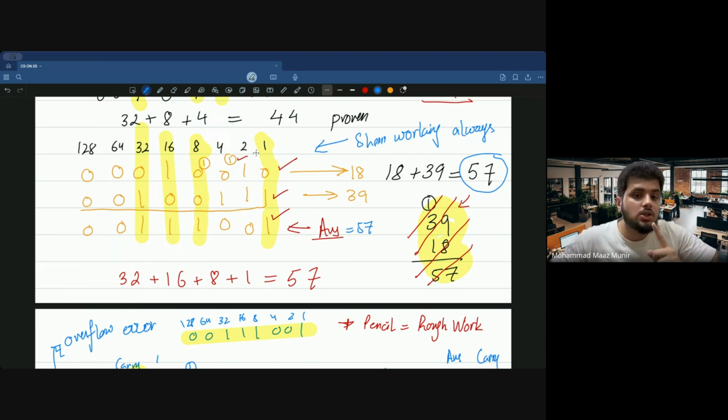You need to clearly show that you found the binary of both numbers, then you added the two values, and that you are also dealing with, what do we call it, guys, carries and all. So if you do all this, you will get the marks.